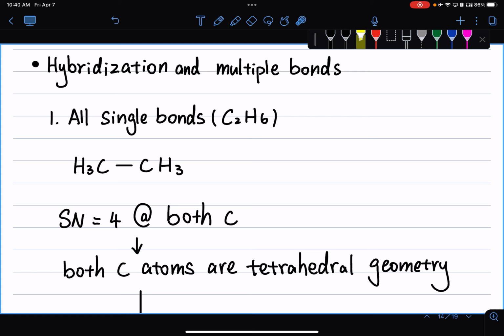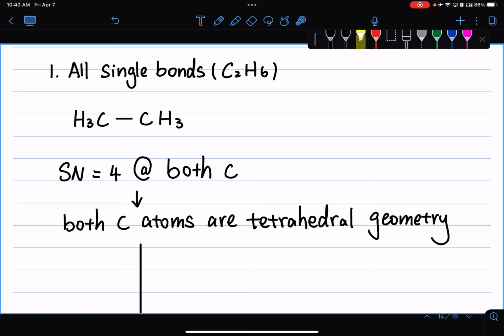Because we're organic chemists after all, we love carbon and hydrogen. So here, let's get started with the all single bond scenario, or ethane, C2H6. So CH3, CH3. For both carbon centers, we have steric number equals 3. The way to count the steric number, you just count how many of that group is surrounding that single carbon atom.